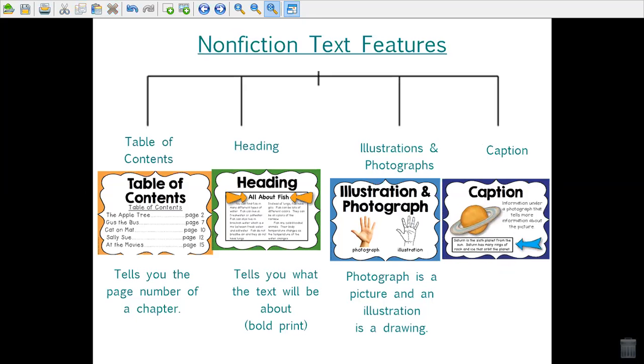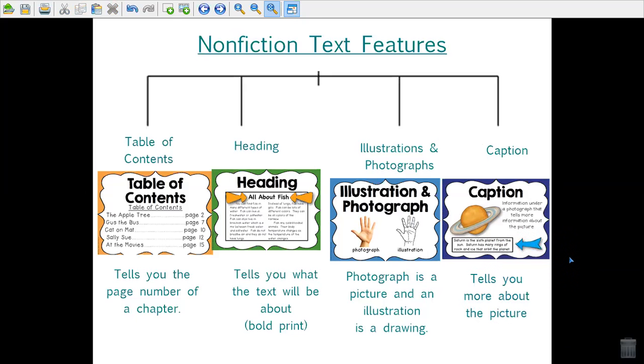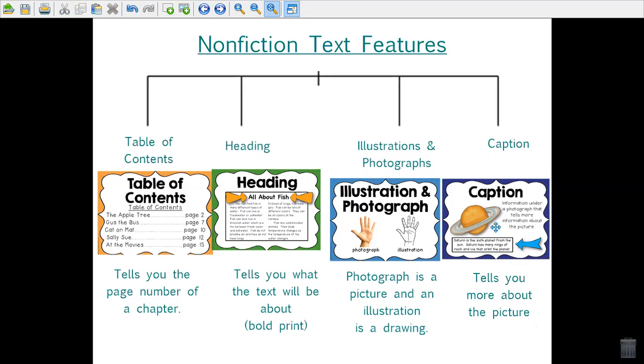So let's write our definition down here. Tells you more about the picture. Now, this would be a great time for you to pause the screen so you could write all of your headings, table of contents, heading, illustrations and photographs, and caption, and for you to write the definitions or to draw pictures, whichever one you chose. Once you've done that, we're going to add on to our tree map. Next ones. Ready? All right, here we go.